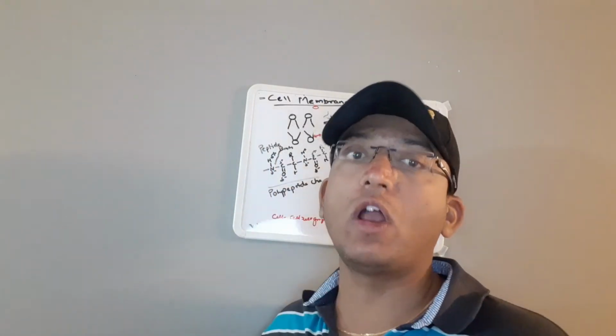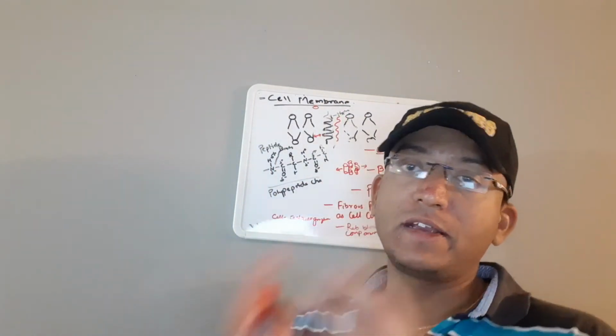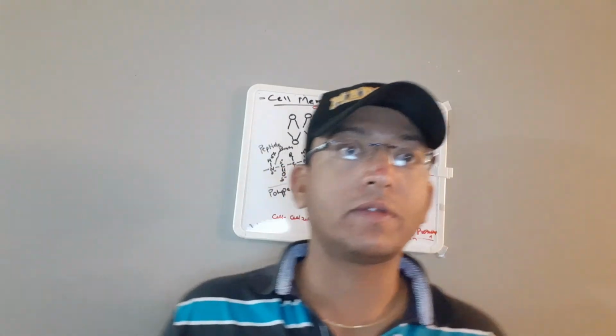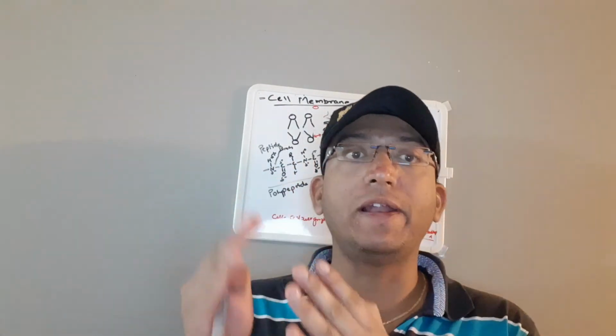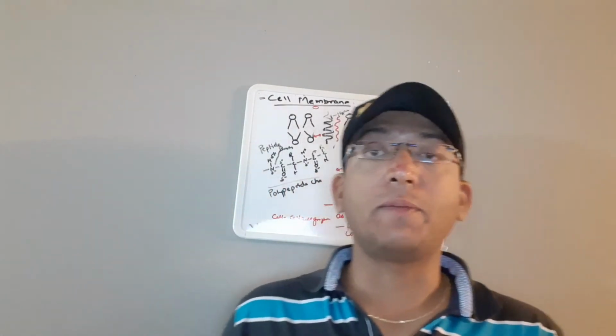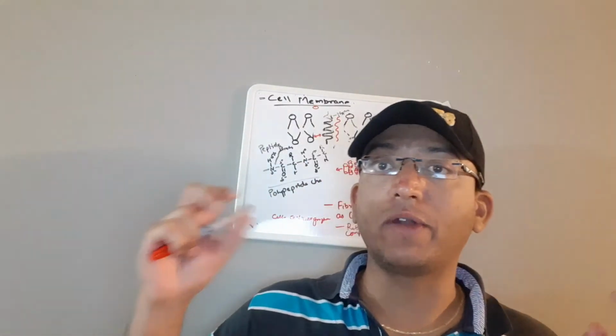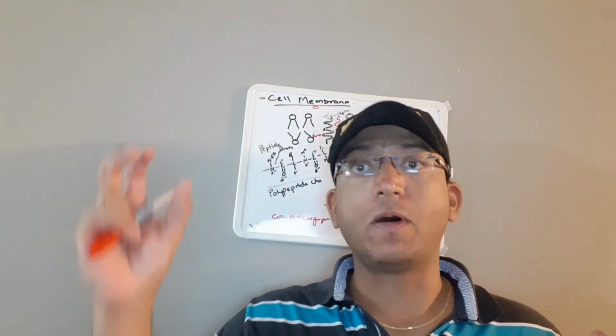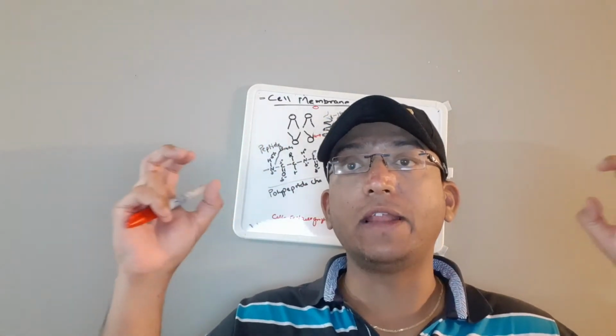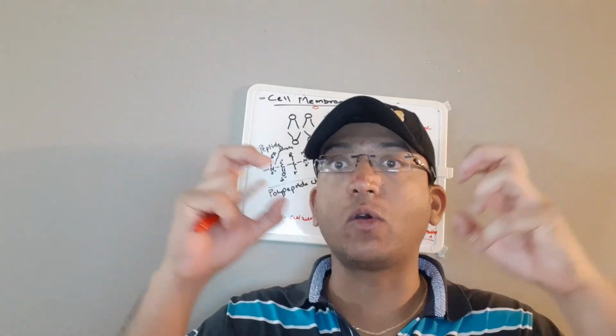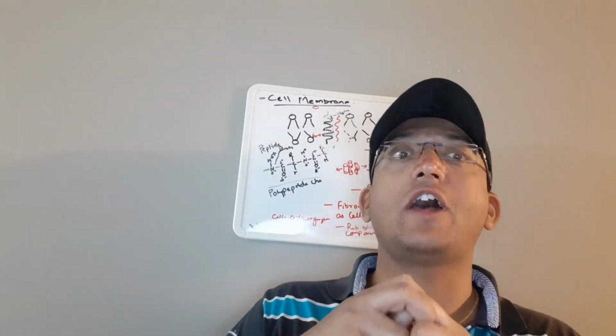So specific oligosaccharides in the carbohydrate layer are involved, for example, in the recognition of an egg by a sperm. There is a specific oligosaccharide on the cells of the sperm and the egg. So they have special markers, they recognize each other, and this is how they meet.